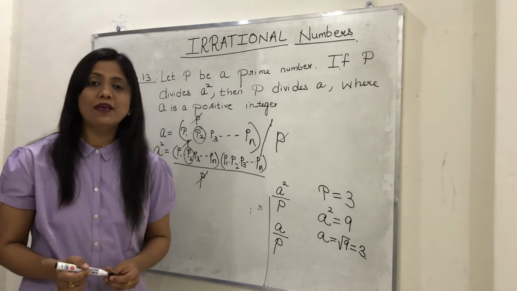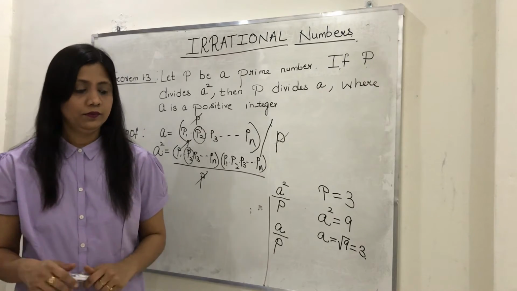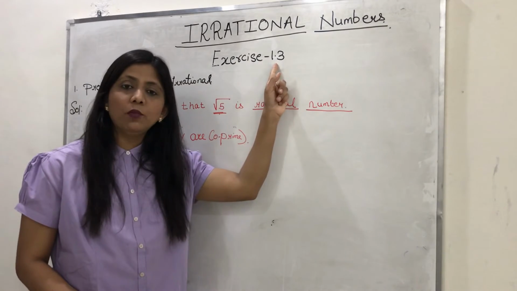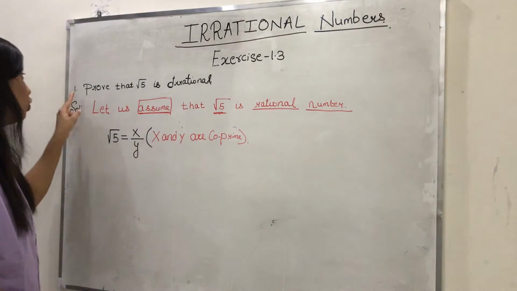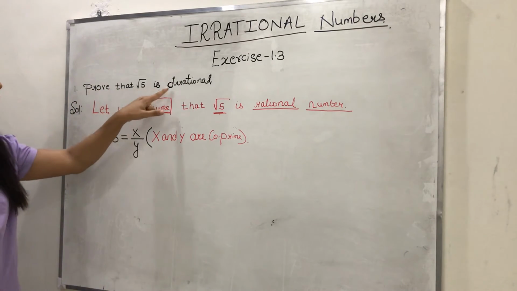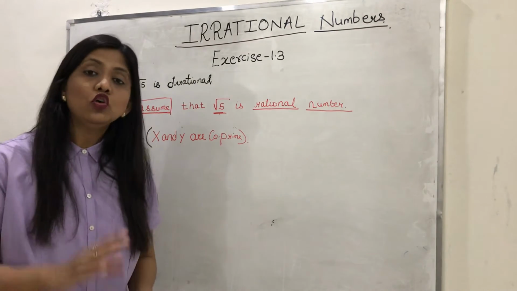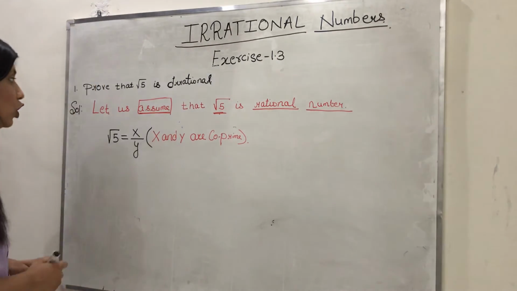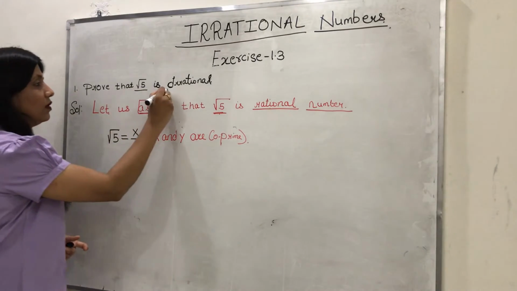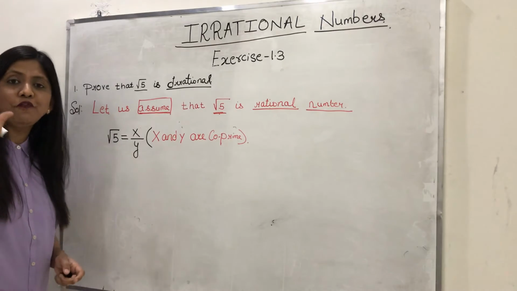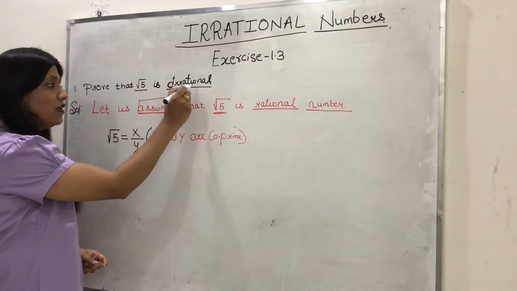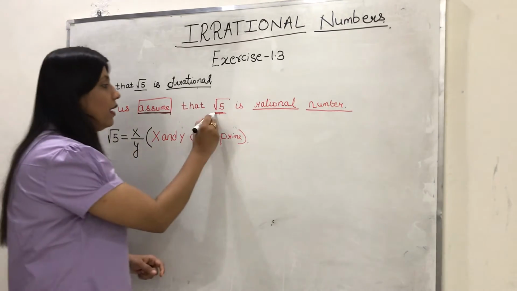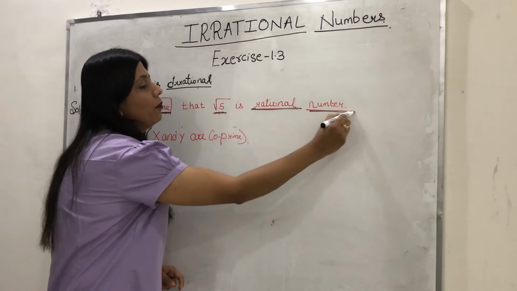Now we will move to exercise 1.3 of NCERT. So now we will start with exercise 1.3. So the first question is, prove that root 5 is an irrational number. So in this type of question, we will always start with one assumption. We will assume that root 5 is a rational number. What we have to prove? We have to prove that root 5 is irrational, but we are assuming that root 5 is a rational number.